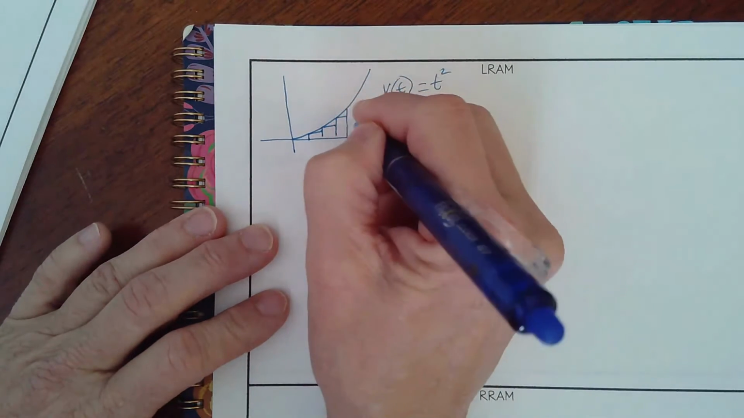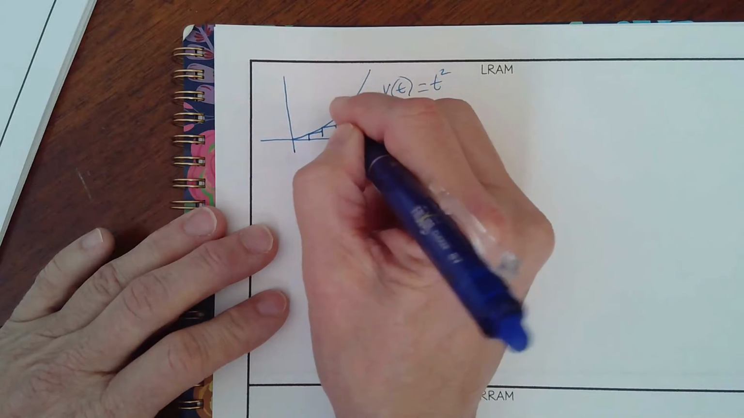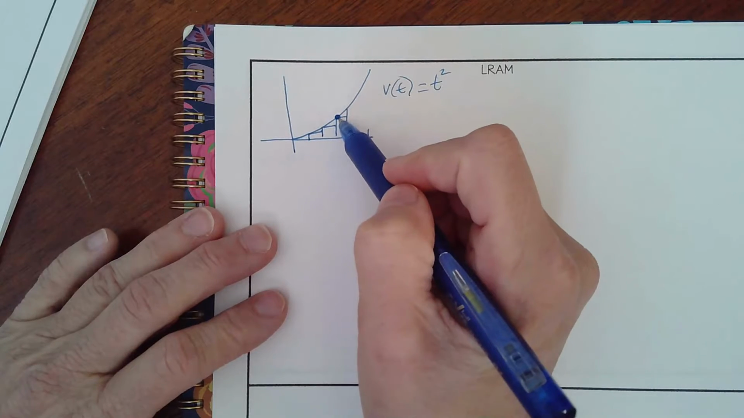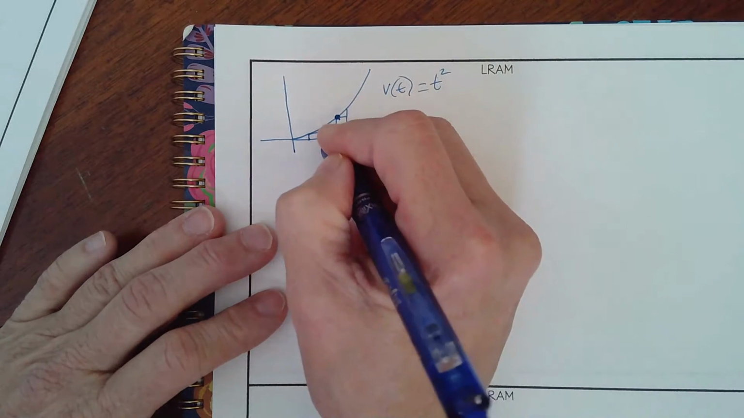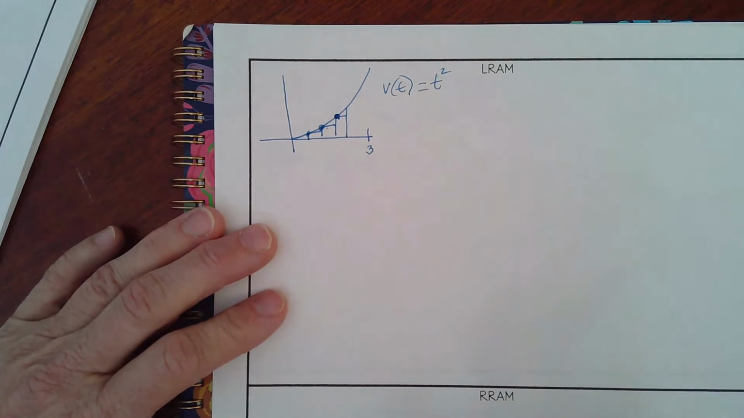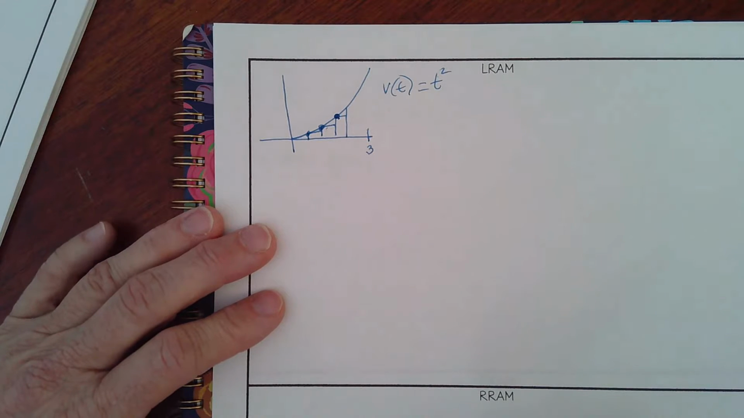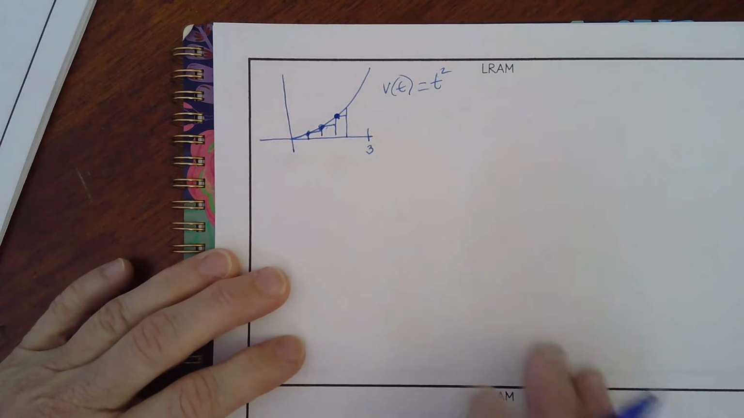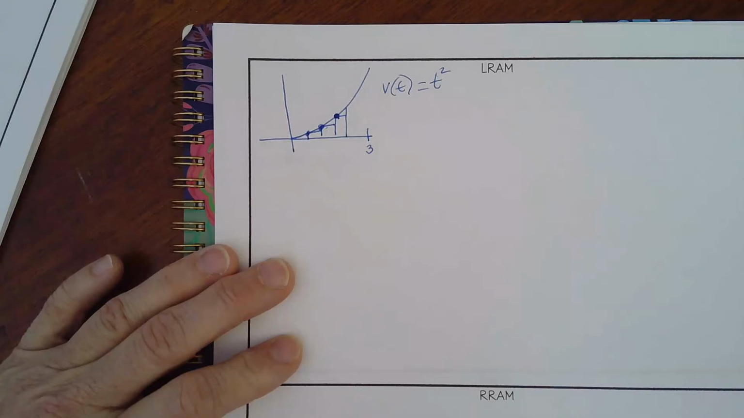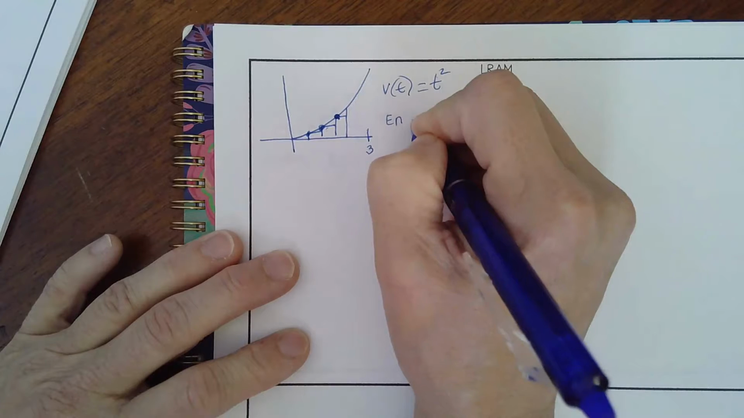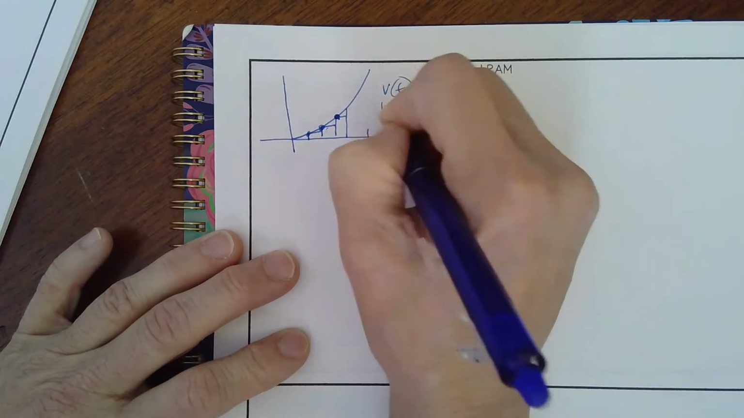So notice that in my drawing, this rectangle is intersecting the curve at its leftmost point. Same thing with this rectangle and same thing with this rectangle. So the good thing about using a left RAM is that you don't have to find the midpoint, which always took an extra step. So here's what I tend to do. I like to list or identify all of the left endpoints.